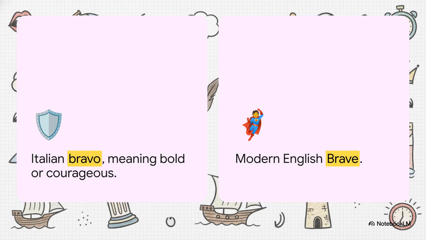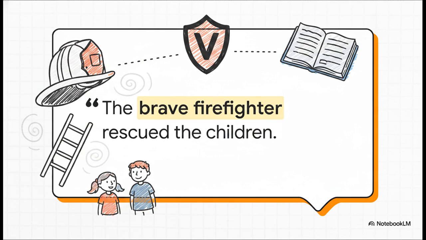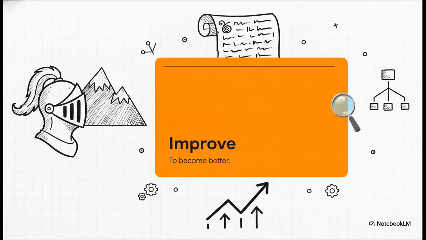And you know what? That heroic legacy is still baked right into the letters we use today. So, in a real-world scenario of undeniable heroism, we might say, the brave firefighter rescued the children. That carries all the weight of that 16th century Italian root directly into our modern vocabulary. Now, being brave enough to face challenges naturally allows us to reach our next word, improve.